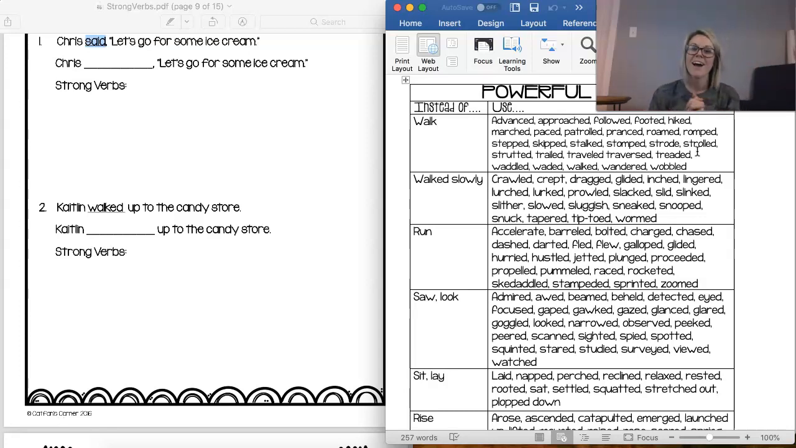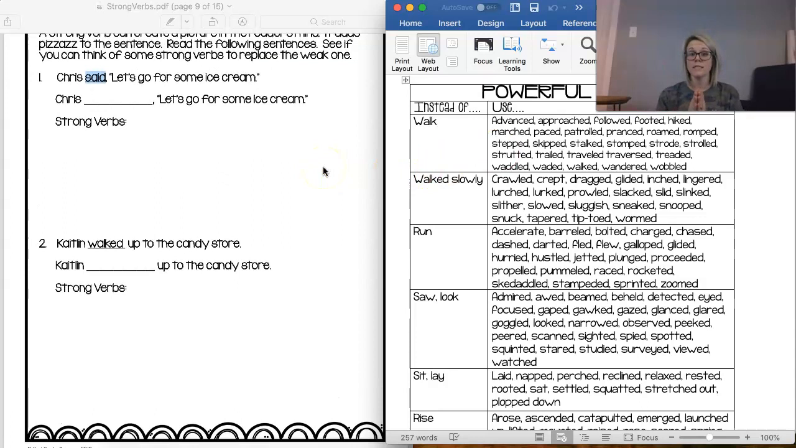You're welcome. All right, the one that I chose is I put skipped because I'm thinking of a little girl who's just so excited to get up to the candy store. So Caitlin skipped up to the candy store. That's something you do when you're excited. All right, so today, what we did was talked about powerful verbs, strong verbs, and how they make your writing so much stronger. They let the reader paint a picture in their mind, they feel what the character is feeling.